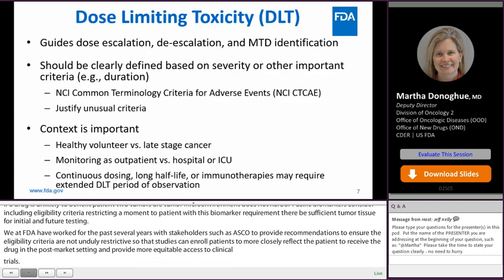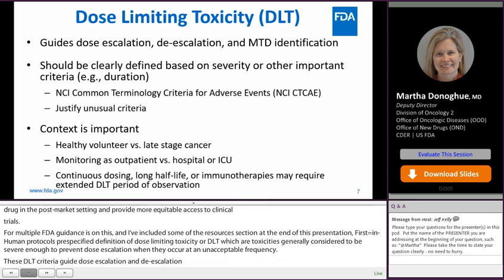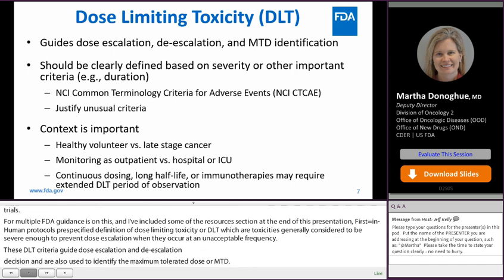First-in-human protocols pre-specify a definition of dose-limiting toxicities, or DLT, which are toxicities generally considered to be severe enough to prevent dose escalation when they occur at an unacceptable frequency. These DLT criteria guide dose escalation and de-escalation decisions and are also used to identify the maximum tolerated dose, or MTD. In general, these DLT are severe treatment-emergent adverse events that occur during the DLT window, which is usually one cycle of treatment, typically 4 weeks.